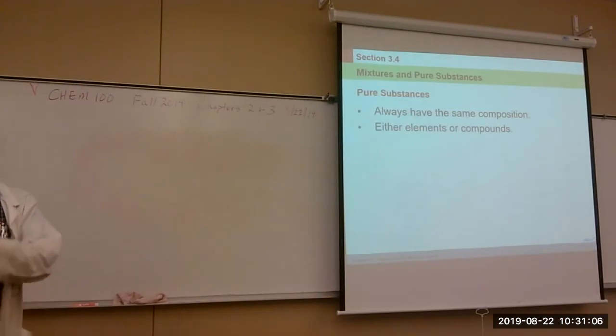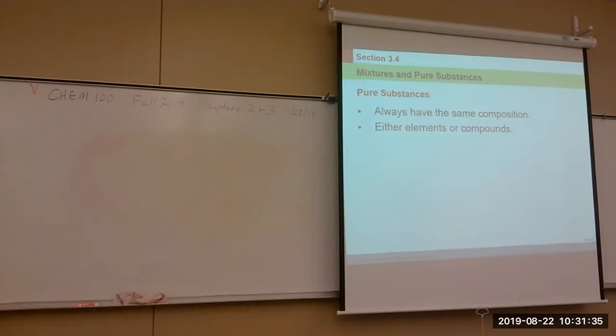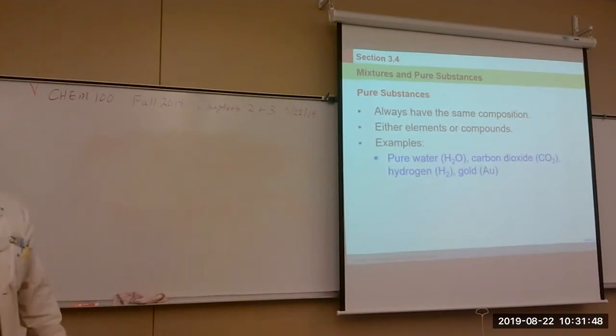But a pure substance can also be an element, right? So you can have a compound, or you can have any one of these elements, whether it's diatomic or monatomic, or some of them are even more, like sulfur comes in different forms. It can be S4, S8. But if there's nothing else in there but that compound or element, it's a pure substance. The reason we need to define pure substances is because then we can define mixtures. So water, carbon dioxide, hydrogen, gold, they all represent pure substances.